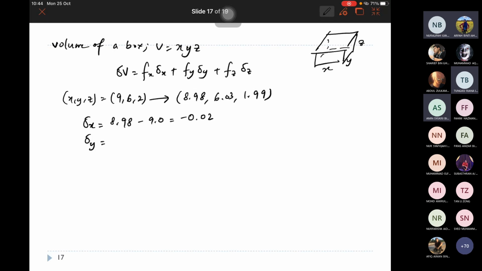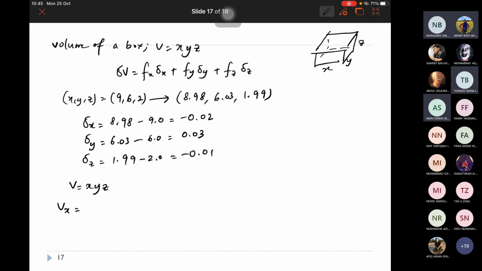The change in Y is 6.03 minus 6.0, which becomes 0.03. The change in Z, from 2 to 1.99, is negative 0.01. So V equals XYZ.